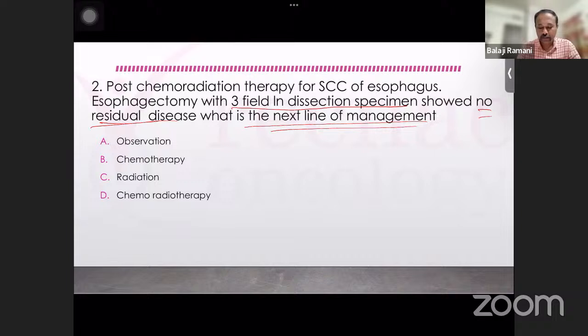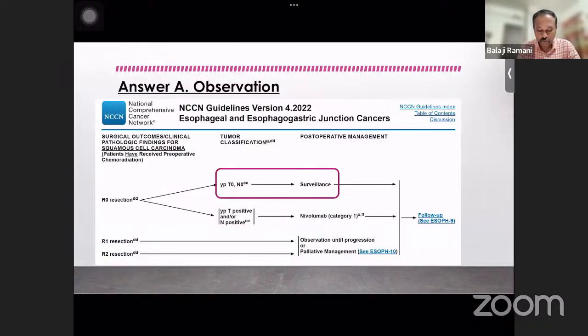Currently, my friends, remember the standard of care for the management of most of the esophageal regions is going to be your CROSS protocol chemo radiation. So CROSS protocol is going to be your paclitaxel or docetaxel and carboplatin. Okay, usually it will be docetaxel. Docetaxel with carboplatin is going to be the regimen that will be given, and along with that radiation will be given for 40 gray.